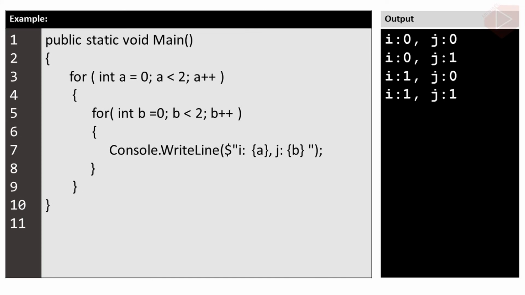C# allows a for loop inside another for loop. In this sample, the inner loop will read twice since the outer loop condition asks if a is less than 2, where a is equal to 0. Let's simulate the sequence of code.